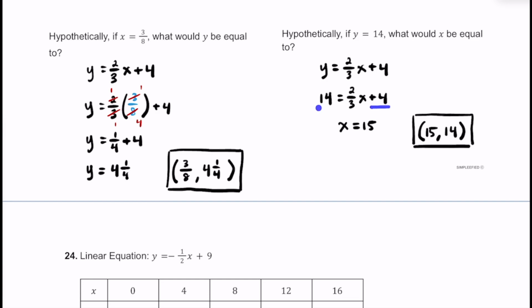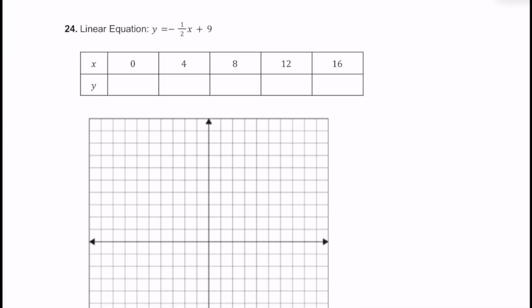And another thing to think about is if you want to do this more efficiently, you could go ahead and take away 4 from both sides. So we know that 2/3 times something should equal 10. And you'll find out that that's going to be 15, maybe a little bit quicker as well. All right, let's try another one here.